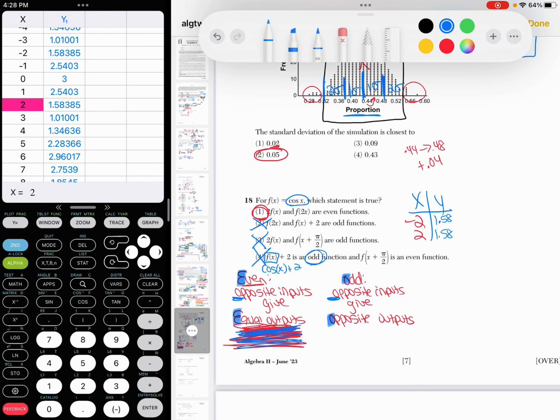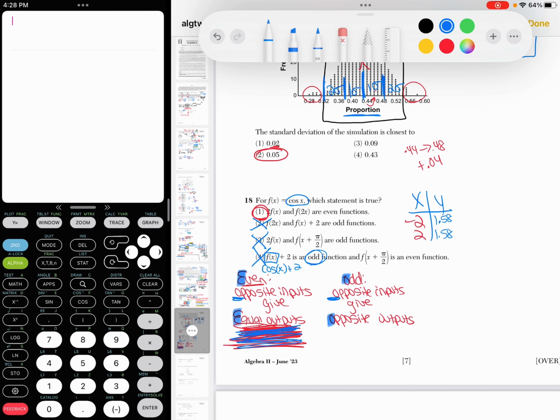But see how we went through and checked? It didn't take too much time to go through and check. You just got to plug it in your calculator, and you do have to have these memorized, what even and odd functions are. It's really important. This question's kind of impossible without it.